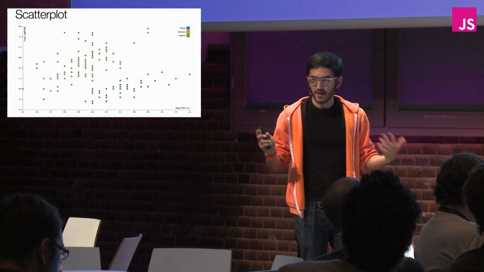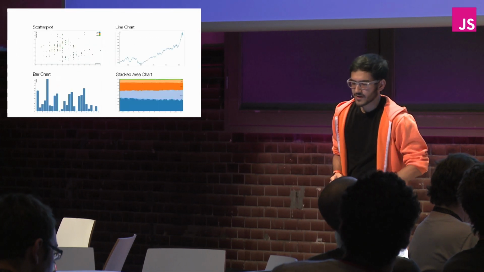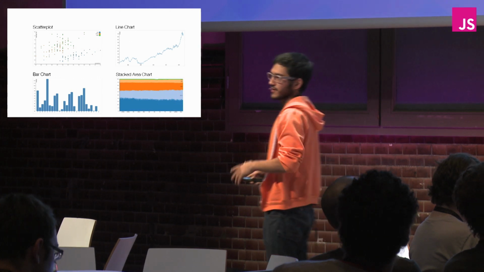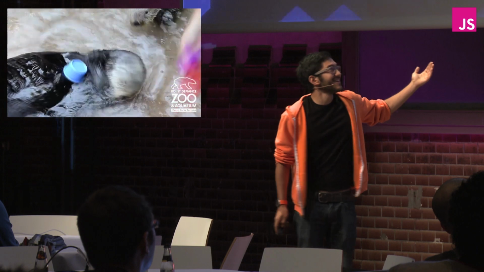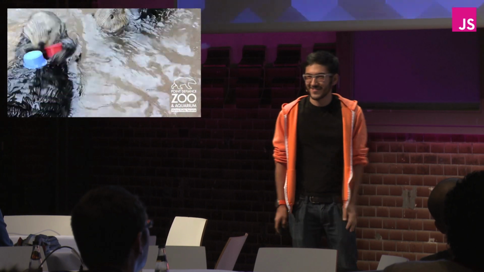So now that we've understood this scatter plot, we can go through the other 3 D3 examples pretty quickly and really just understand what's going on. And wait, that's not a line chart. What are these otters doing in my presentation? I swear, you just leave your keynote unattended for 3 minutes, and this happens to you.